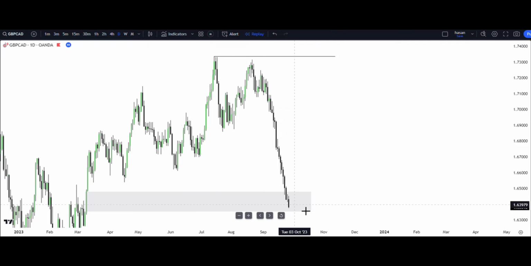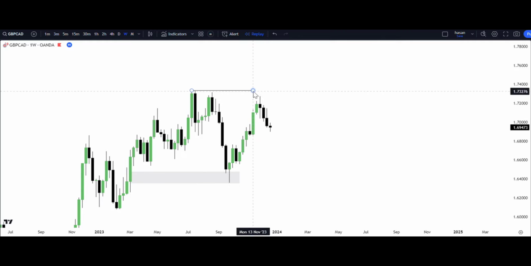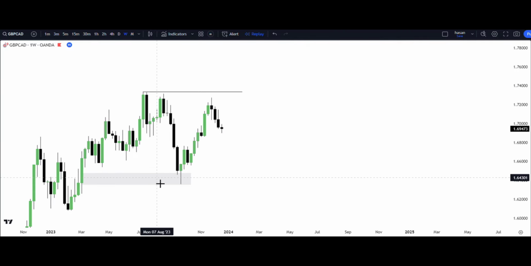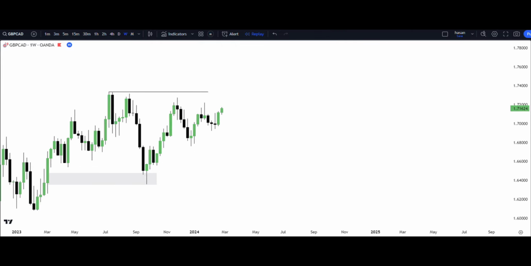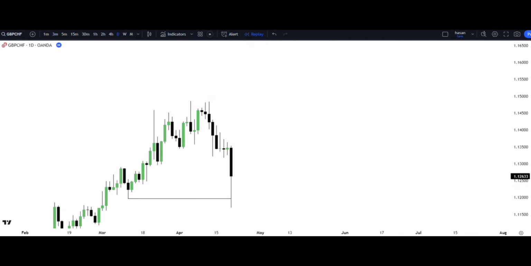We expect price to reverse. External range setting here. We had a good reaction from the daily internal range and now we are heading towards the highs. Internal range formed here as well. We had this as external. The external range has been taken out. Internal, external.